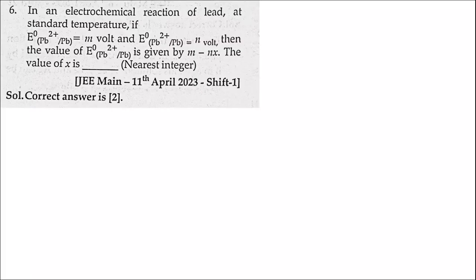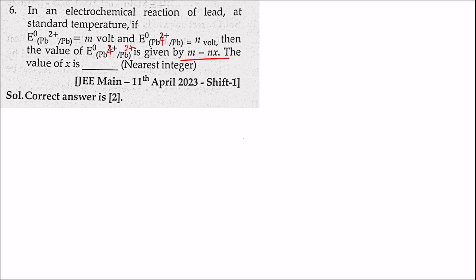In an electrochemical cell, reaction of lead at standard temperature, if the E naught value of lead 2+ changing to lead, the reduction potential of Pb2+ is m volt, the reduction potential of lead 4+ is n volt, and the value of E naught for lead 4+ is given by m minus nx. The value of x is?